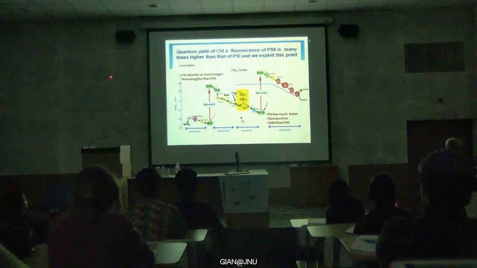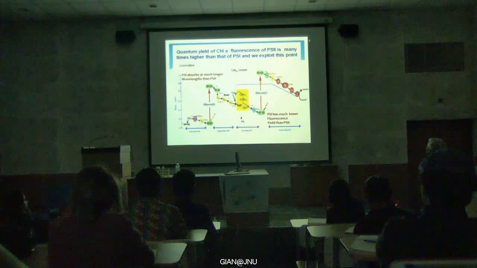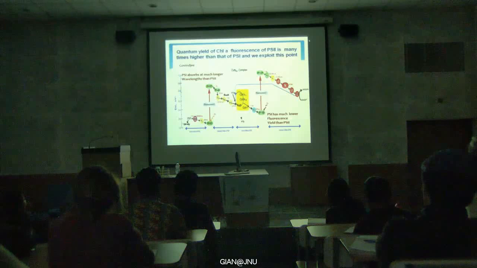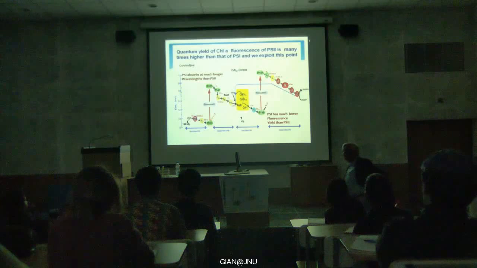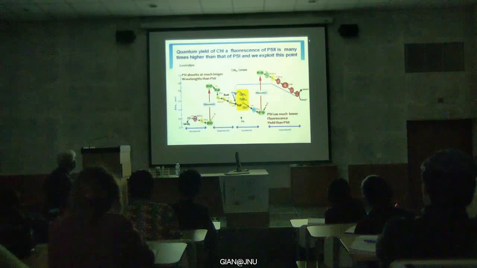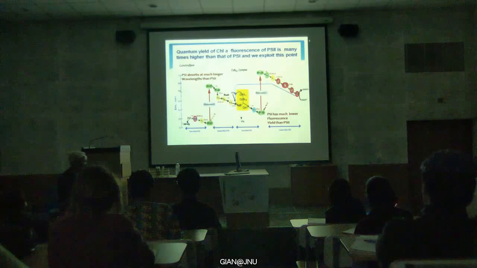PS1, photosystem 1, absorbs a much longer wavelength than photosystem 2. The second point to remember is that photosystem 1 fluorescence is much lower than photosystem 2. Why that is, is a different question. People have not yet figured that out, but we won't go into that in this case. So we are lucky, but that doesn't mean it is not there. It is there, but it is a different, longer wavelength, and is about 10 times smaller. So we make use of and exploit the situation.